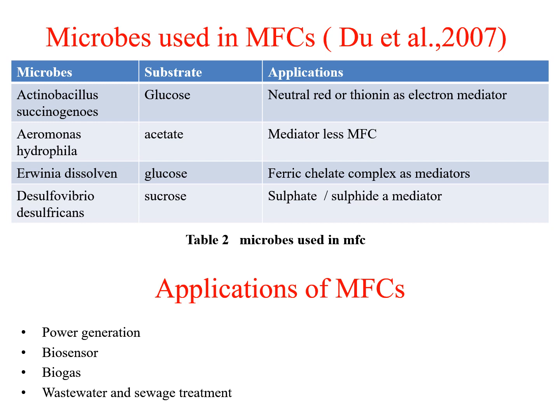The next one is Erwinia dissolvens. Its substrate is glucose and its application is ferric chelate complex as a mediator. We have to construct this if these types of microbes are present, and many more.